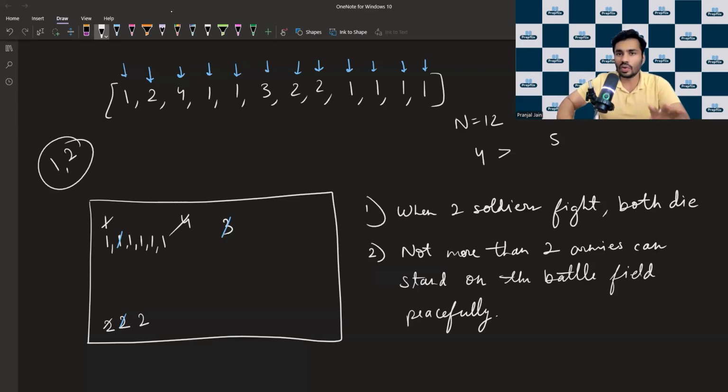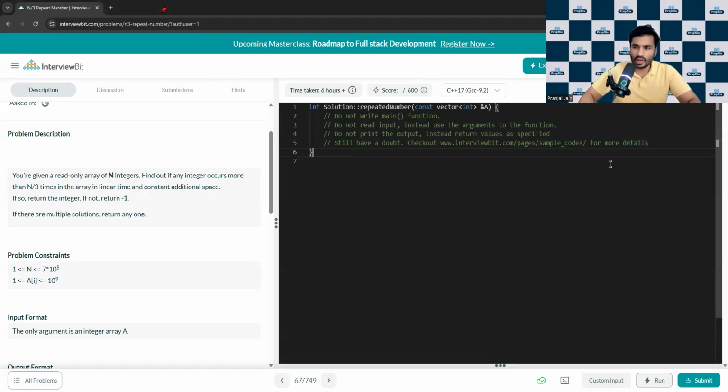Now let us try to code this in, and we'll look at a few corner test cases while we are coding it in. Okay, everyone. So let's start coding this particular question. First of all, we need a few variables. Let's take them. There is element 1, element 2, count 1 equal to 0, and count 2 equal to 0.